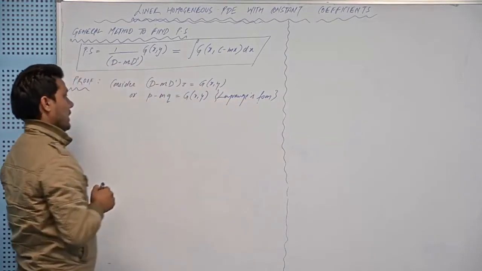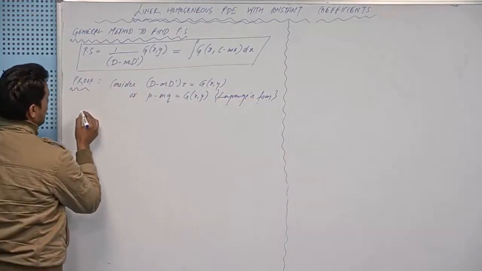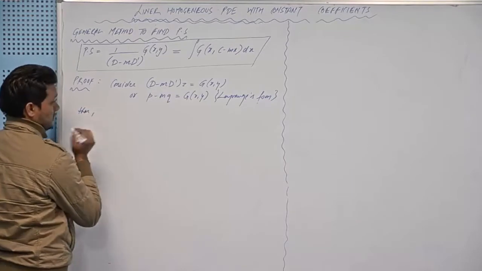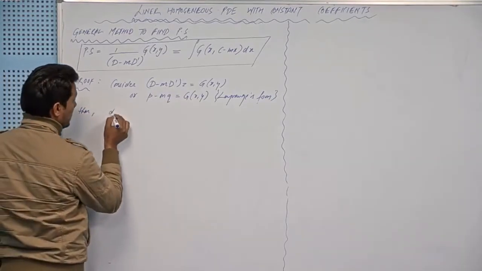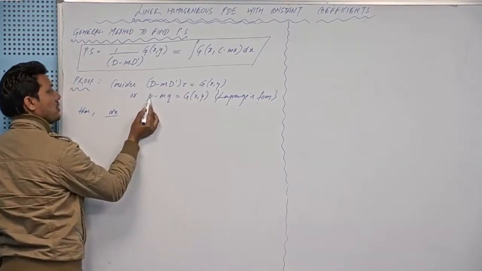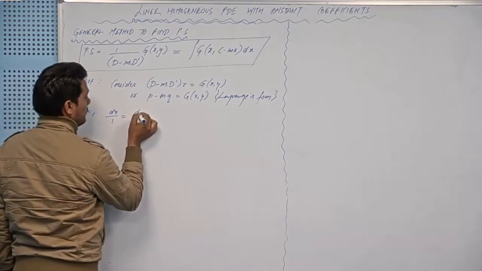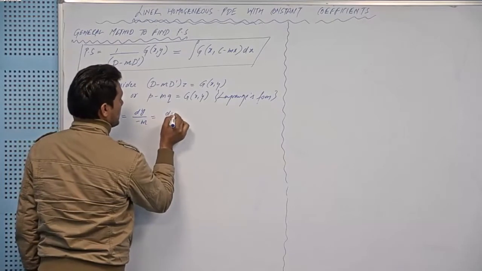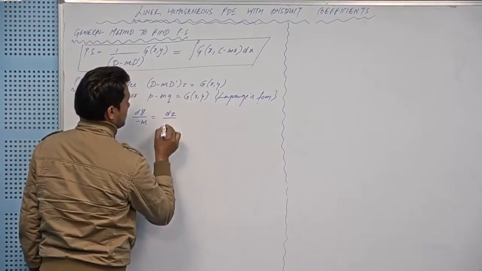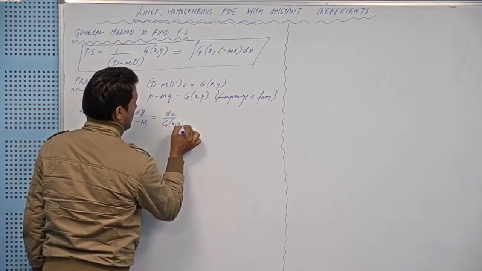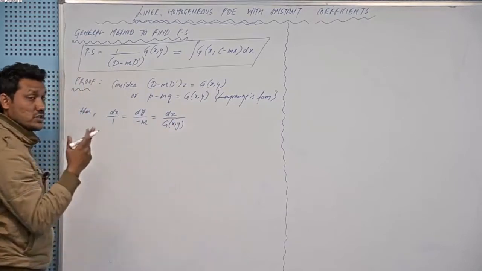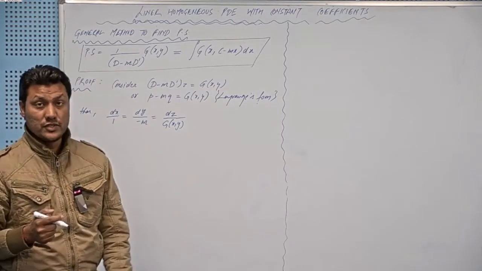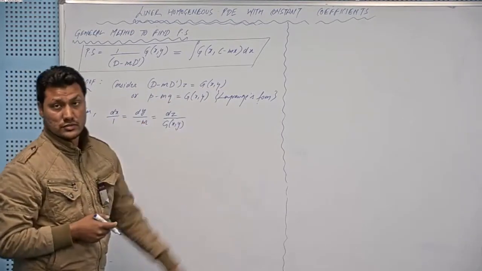Okay. Then Lagrange's subsidiary equations are given by dx upon the coefficient of small p, that is 1, dy upon the coefficient of small q, that is minus m, and dz upon this right hand side term g(x, y). These are called Lagrange's subsidiary equations. Please refer to our last videos to understand what this method was, right?